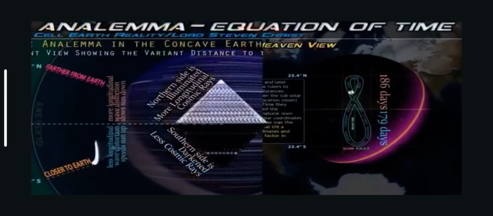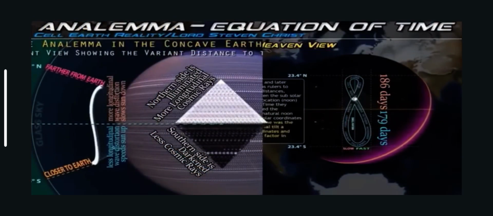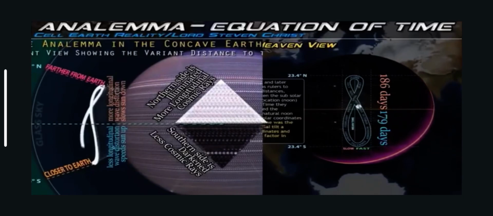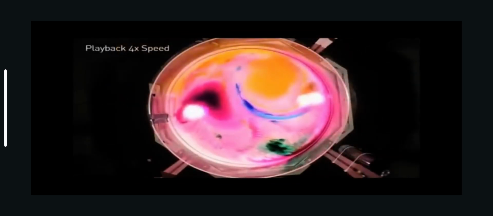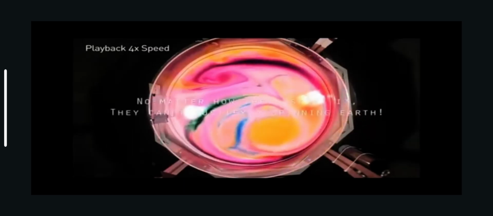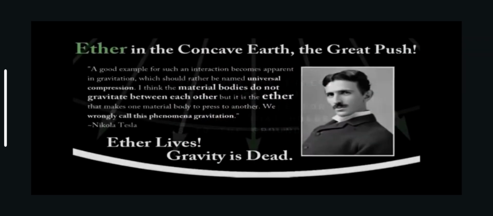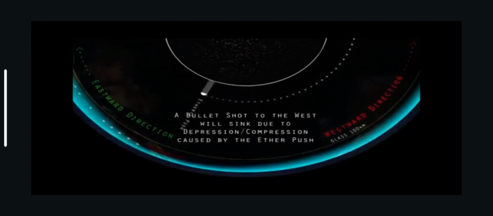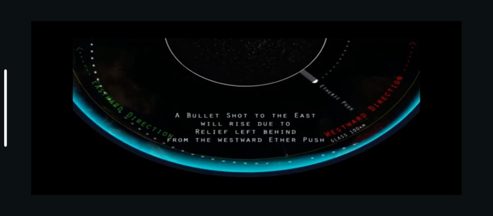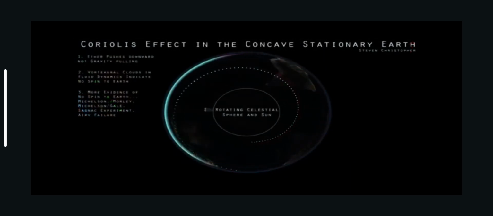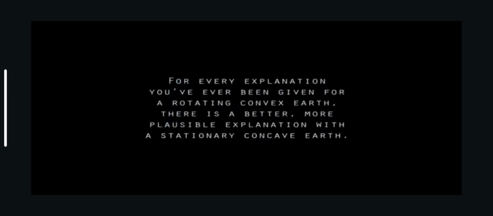Interference from the cosmic rays entangled with the collimated light hitting the back of the sun actually slows it down. So that's what we're getting. Centrifugal ether force. So this ether explains everything that you think gravity explains, but the ether explains it better.